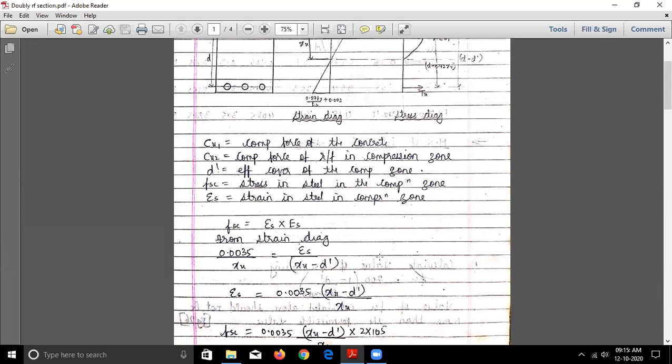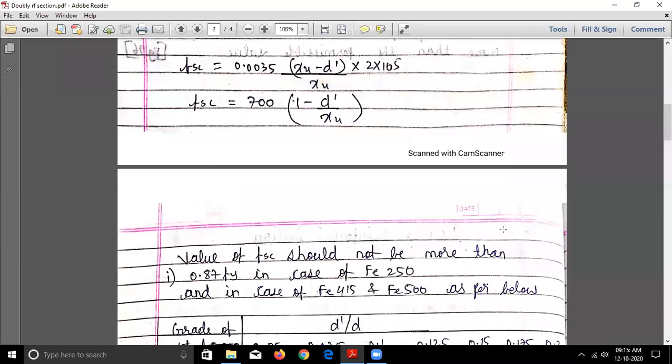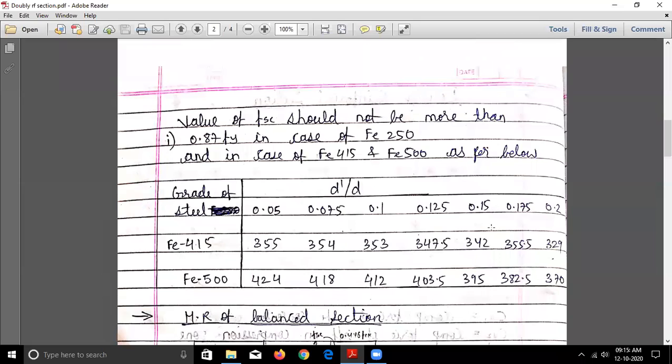So when we are discussing, the value of FSC should not be more than 0.87 Fy in case of Fe250, and in Fe415 and Fe500 it should not be more than these values which I have given in the table. I'll just zoom it, I hope now it is visible. So the value of FSC should not be more than these values in case of Fe415 and Fe500.